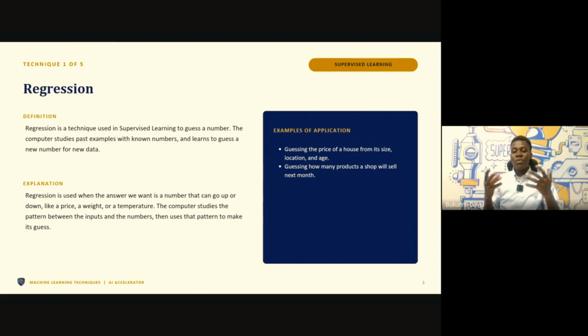Another one is getting how many products a shop will sell next month. This is very much interesting, and one of the people that use this so much are the business analysts. They can use this to get the forecast of the profit that they are going to make in subsequent months.